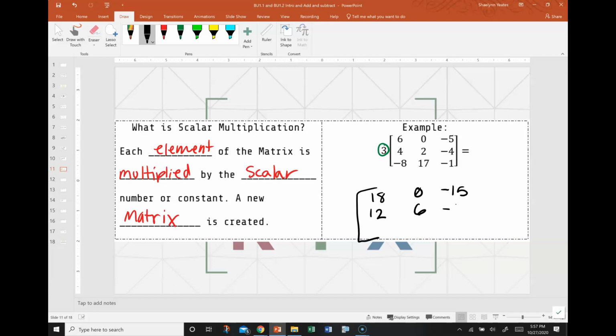3 times negative 4 is a negative 12. 3 times negative 8 is a negative 24. 3 times 17 is 51. And 3 times negative 1 is negative 3.